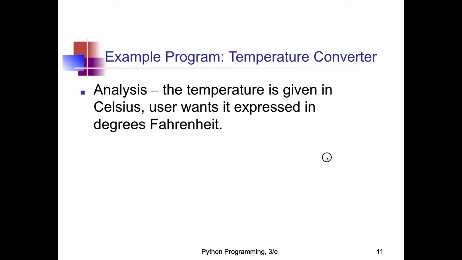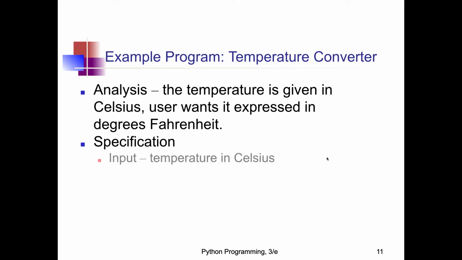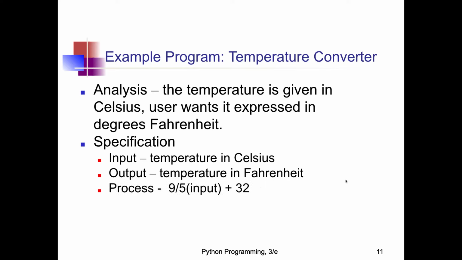and that's simple enough. In the specification step, we're going to look at what is the input, what is the output, and then what is the process. So the input is temperature in Celsius, and the output should be temperature in Fahrenheit. And the process of converting Celsius into Fahrenheit is 9 divided by 5 times the input, which is C, plus 32. So this is the relationship between the input and the output.